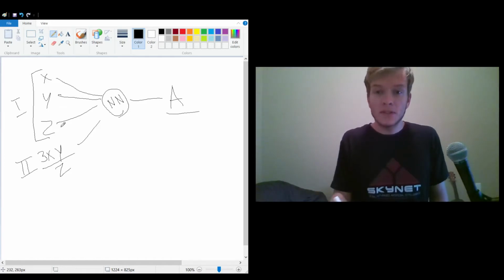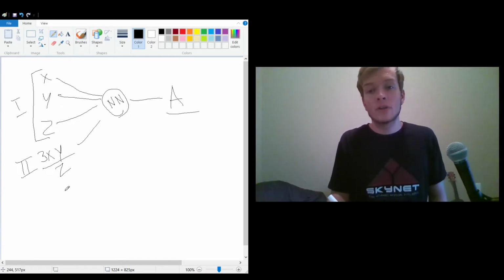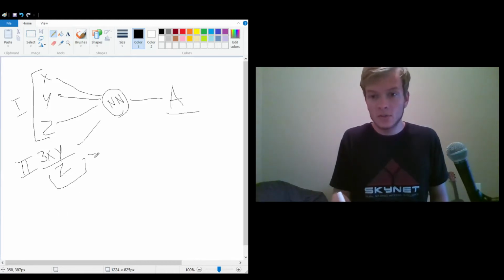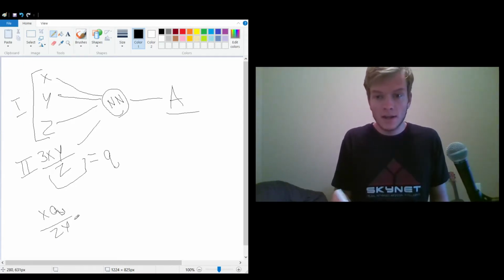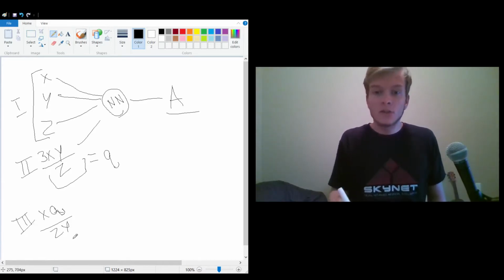And perhaps once the deep learning algorithm keeps going, it could take this variable, let's call this one Q, and throw it in with the previous input variable. So maybe xq over zy is a tier 3 variable. And so you get the idea.